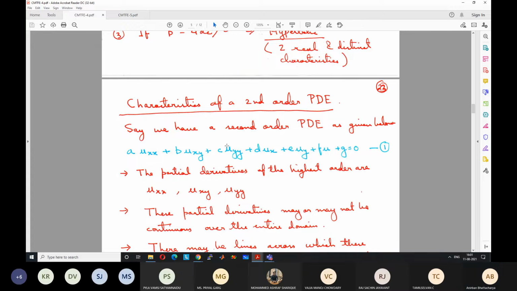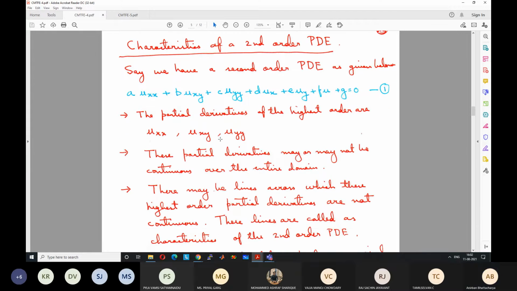So within this domain, the second order derivatives may or may not be continuous. Please note that these are second order derivatives. I am not talking about the variable u. Variable u is continuous, but the second order derivatives may or may not be continuous. There may be lines across the domain across which the highest order partial derivatives, here second order, are not continuous. These lines are known as characteristics of the second order PDE.